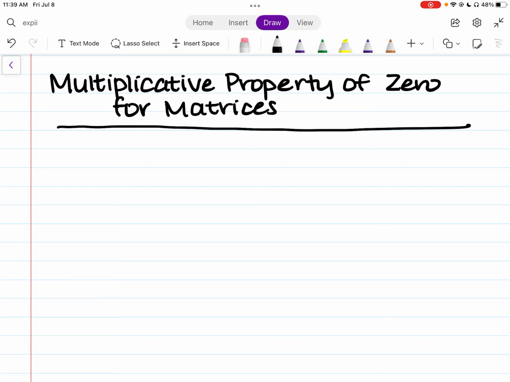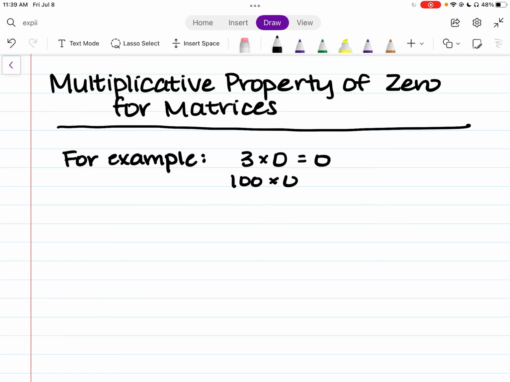So if we think back to elementary school, you'll probably remember learning about the property of zero for multiplication. This property told you that any number or variable multiplied by zero is always zero. So for example, if we had 3 multiplied by zero, the answer would be zero. If we had 100 multiplied by zero, the answer would still be zero. And that applies for variables too. If we had x multiplied by zero, that also equaled zero. If we had y multiplied by zero, that also equaled zero. So any value, any integer, any variable multiplied by zero gives you a value of zero.